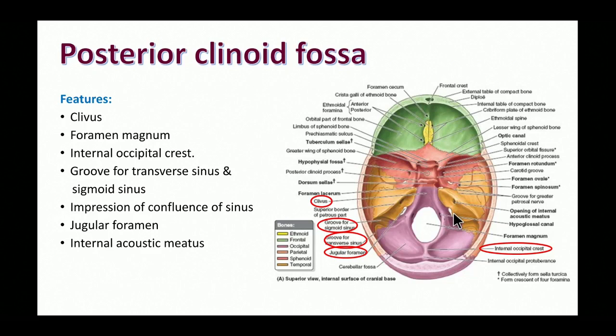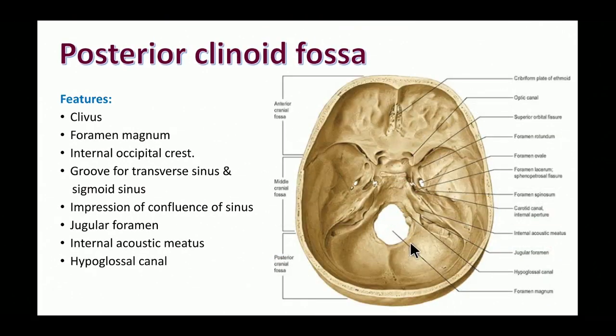And this is your jugular foramen. Anteriorly you see the anterior condylar canal or the hypoglossal canal, which mainly transmits the 12th cranial nerve. In the same way you also have a posterior condylar canal, which mainly transmits an emissary vein. So the foramen magnum you are able to see here, and that is your internal acoustic meatus.